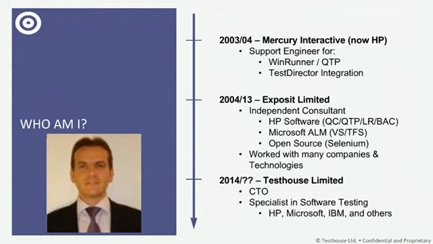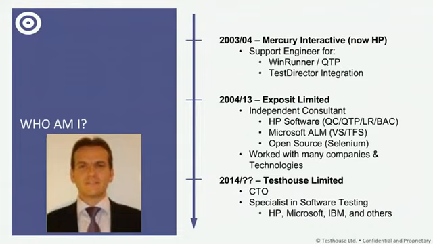Mercury Interactive is obviously the company that started all this and then was bought a couple of years later by HP. After that, I left Mercury Interactive and started my own independent company as a consultant, working with HP Software, Quality Center, Quick Test Professional, LoadRunner, and even Business Availability Center. So different products from HP, and I also got an interest in other tools, specifically Microsoft ALM with Visual Studio and TFS, and some other open source products.